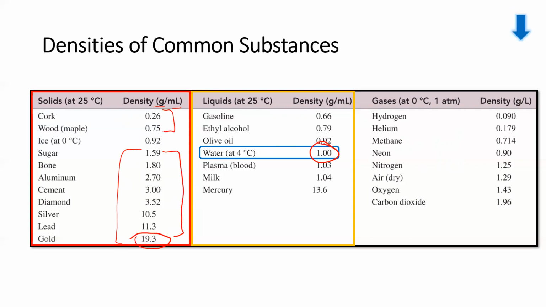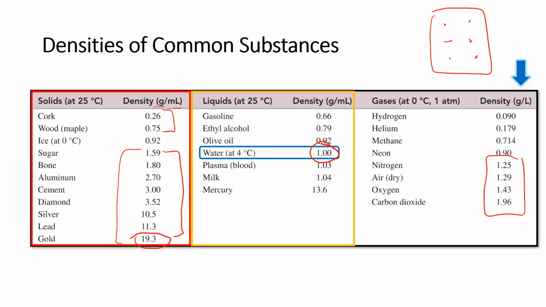Now, when I go to gases, if you look, the units are not grams per mil, they're grams per liter. And why is that? Well, now you have to get a large volume, because the particles are so far from each other, the majority of the gas is empty space. So you have to get a really large volume to get any type of mass. Now, don't be confused. This looks like, oh, they're bigger than one, so they're more dense than water. Again, these units are liters, so it's not the case. Oxygen is not more dense than water, okay?